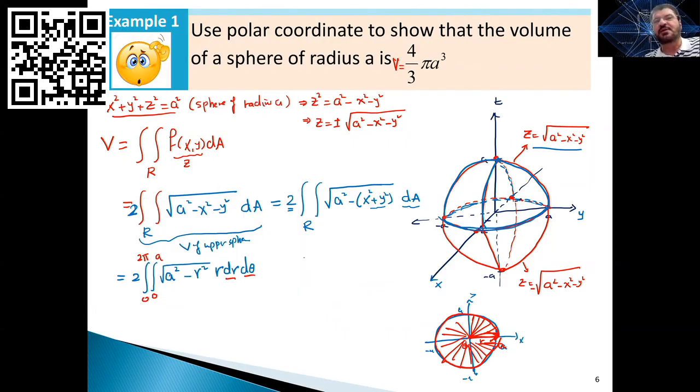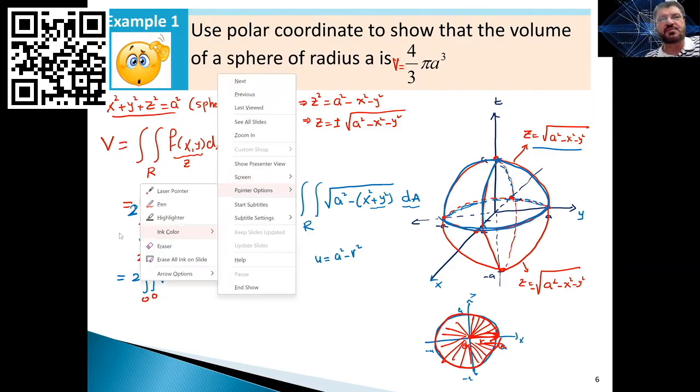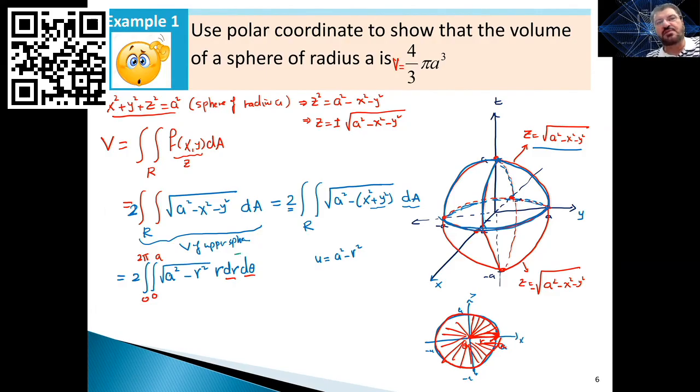To integrate this one, by the way, let u equal a square minus r square. Everything inside, call it u. Remember, what do we do first, by the way? You have to be careful here. I have to also specify what I'm going to do. First, we start our integration from the inside. Who's on the inside with respect to r? So how do you do this one? To integrate with respect to r, let the inside of the square root be u. So du over dr is minus 2r. Bring this one here. So du is equal to minus 2r dr.